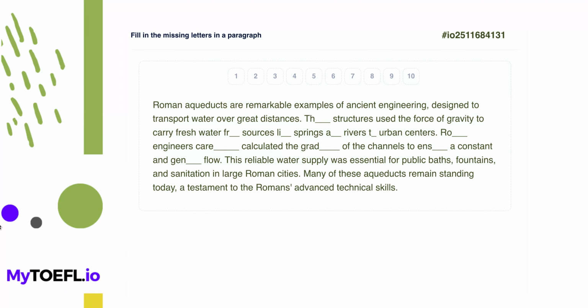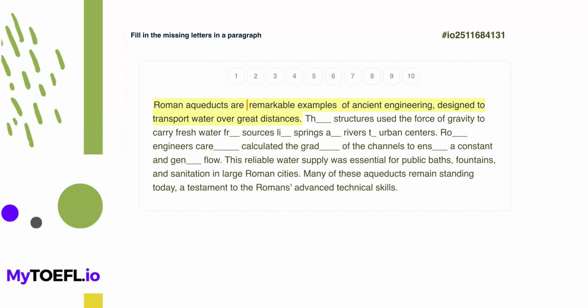Let us first look at the opening sentence. To begin, let's read the very first sentence to understand the main topic of the passage. Roman aqueducts are remarkable examples of ancient engineering designed to transport water over great distances. This sentence sets the stage for the entire paragraph.